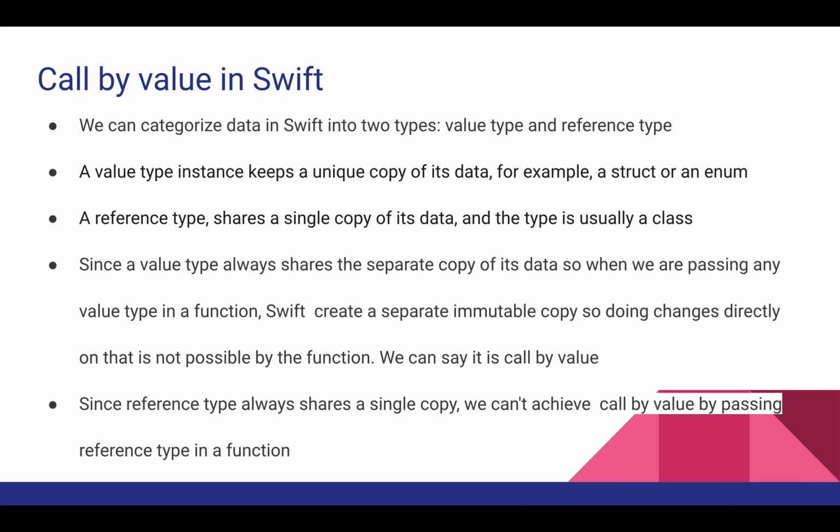Since a value type always shares a separate copy of its data, when we pass any value type in a function, Swift creates a separate immutable copy, so making changes directly to it is not possible by the function. We can say it is call by value. Since a reference type always shares a single copy, we can't achieve call by value by passing a reference type in the function.